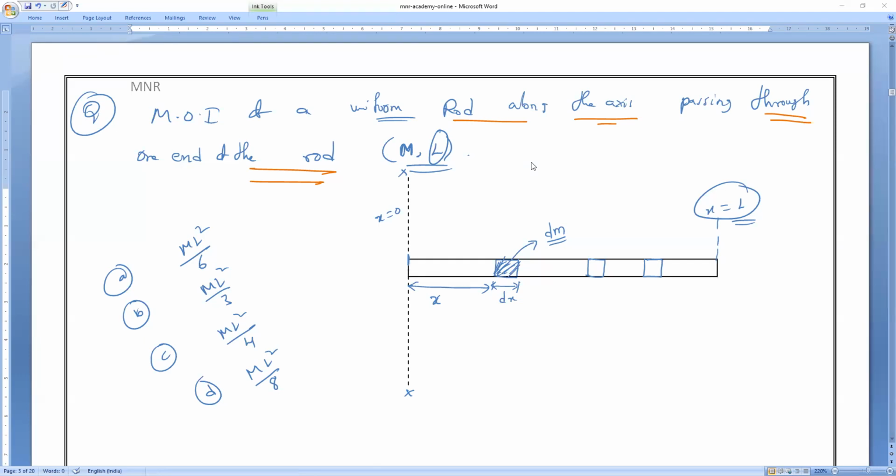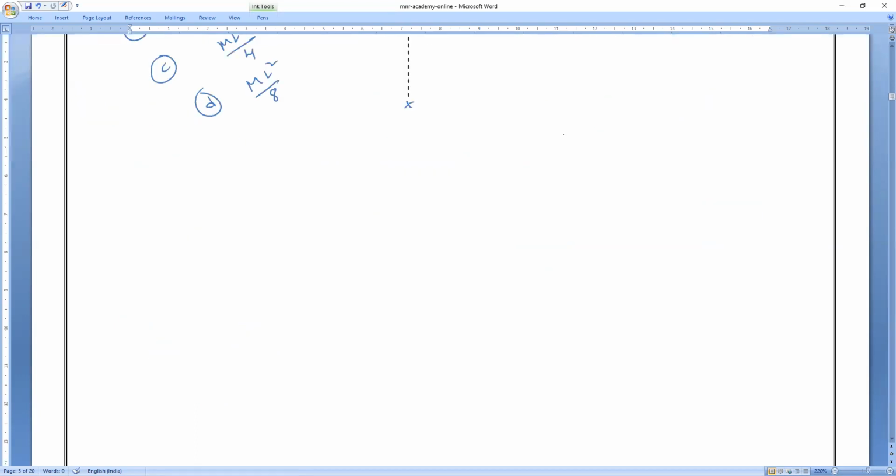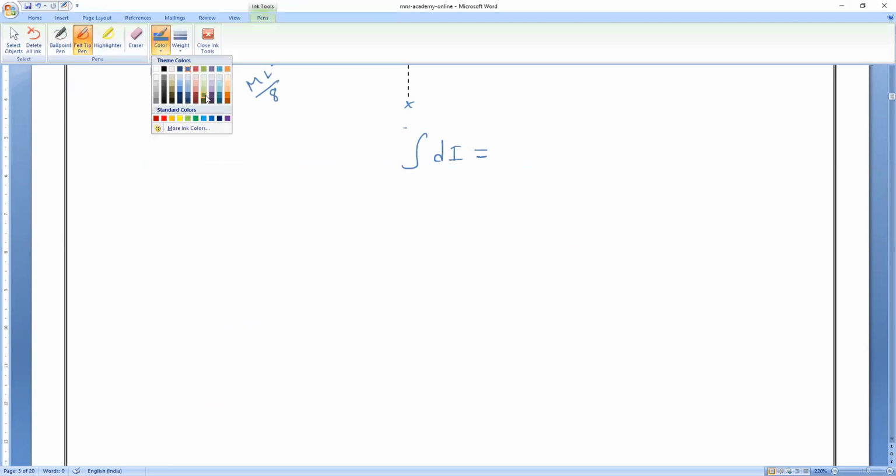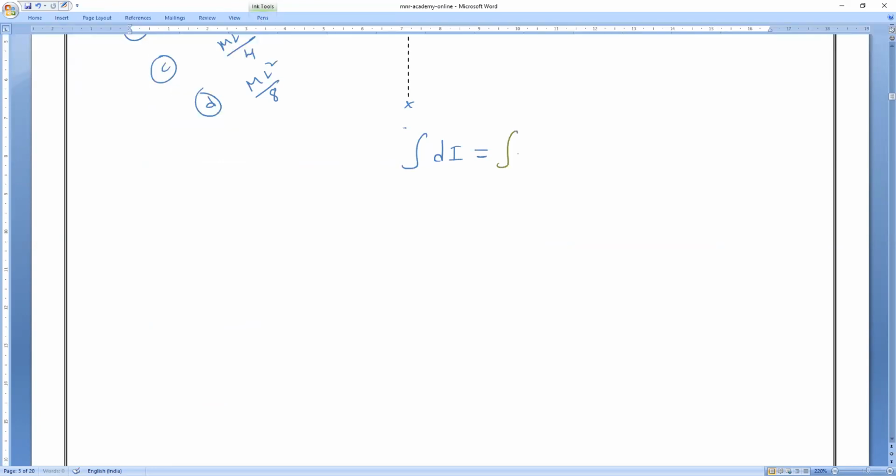Limits start from 0 to L. What else is there? You can apply the formula. For the first question itself, don't expect that after 100 questions I will be fast. You have to solve it at the beginning itself. So dI equals the integration of dm into x squared. Now we all know the limits. So integration of dI is I. So the limits are from where to where? 0 to L, or L by 2 to L by 2?